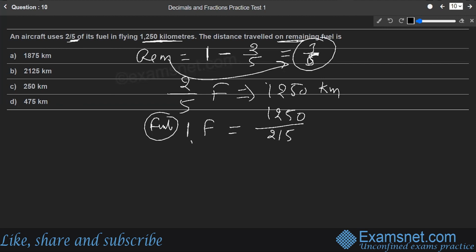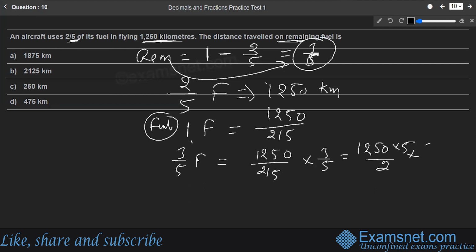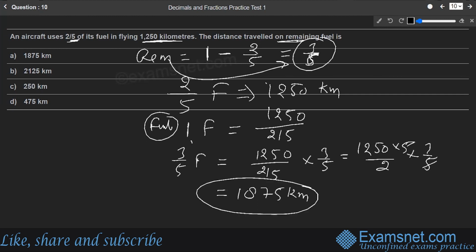If with one fuel capacity you go this much, then with 3 by 5 fuel capacity, how much do you go? Again, the unitary method, we'll have to multiply. So it's going to be 1250 divided by 2 by 5 into 3 by 5. So clearly we are supposed to solve this particular expression. This can be further simply written as 1250 into 5 by 2 into 3 by 5. So this 5 and 5 get cancelled, and then we can simply solve this expression, which comes to 1875 kilometers. So this is how we solve it. In the remaining fuel, 3 by 5, the aircraft can travel up to 1875 kilometers.